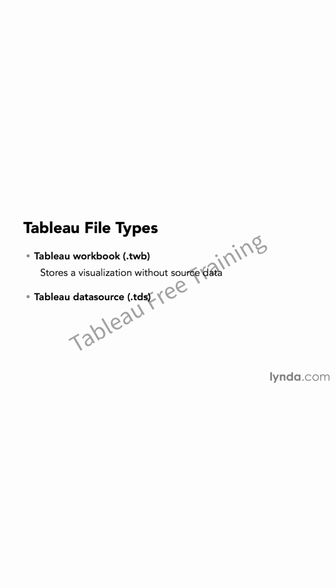And one of the ways that you can use Tableau to its full extent is to take advantage of different file types. In this movie, I will describe the different file types that are available to you. First is the Tableau workbook. Those files have a .twb extension. The workbook stores a visualization without including the source data. That is in contrast to the Tableau data source, or .tds file. That type of file stores the server address, password, and other information required to access a data source.